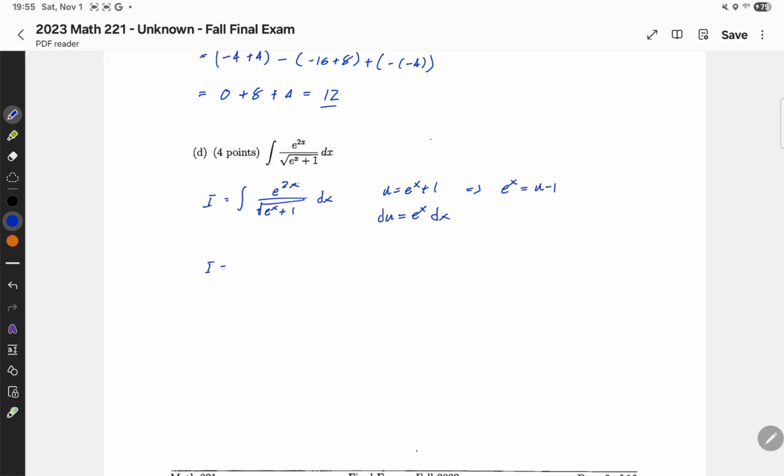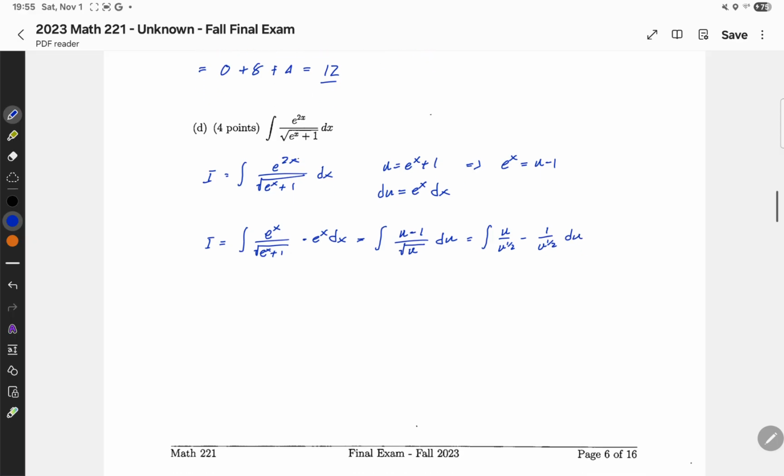So let's go ahead and rewrite our integral as the integral of e to the x over square root e to the x plus 1 times e to the x dx. And now you can see we can substitute quite easily. We have the integral of e to the x turns into u minus 1 all over the square root of u times du. Nice and easy. This is going to be equal to the integral. We're going to split this to u over, and then let's rewrite square root of u as u to the 1/2 minus 1 over u to the 1/2 all times du, just like that.